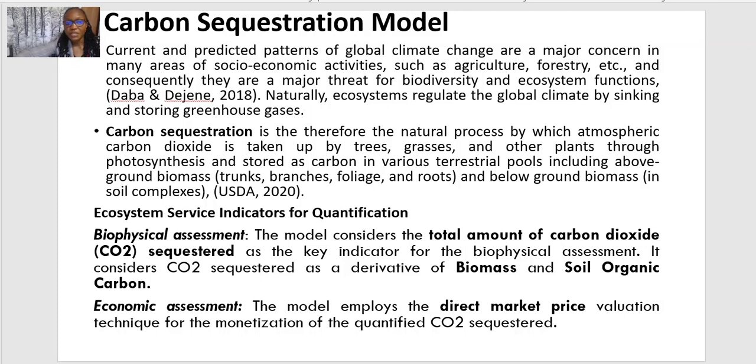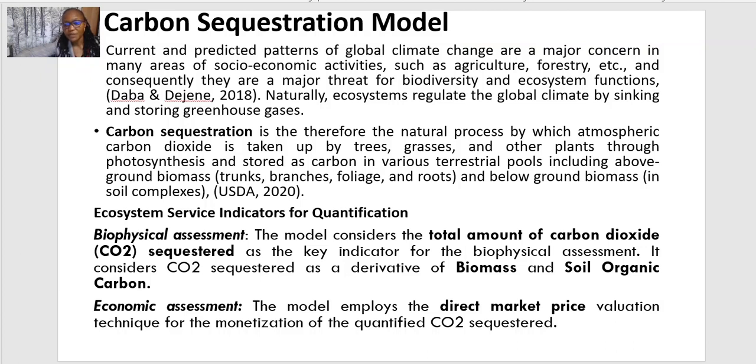It is important to know that current and predicted patterns of global climate change are a major concern in many areas of socioeconomic activities, things like agriculture, forestry, rangelands, and consequently, they are a major threat for biodiversity and ecosystem functions. Carbon sequestration is the natural process by which atmospheric carbon dioxide is taken up by trees, grasses, and other plants through photosynthesis and stored as carbon in various terrestrial pools, including above-ground biomass. This is according to USDA 2020.